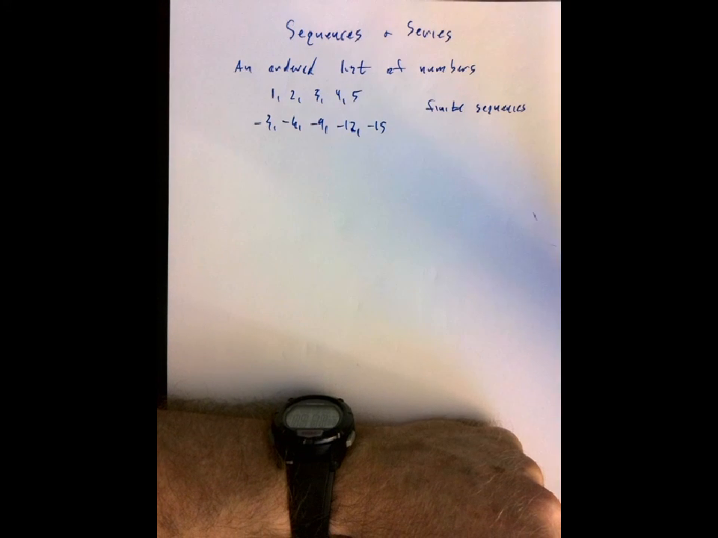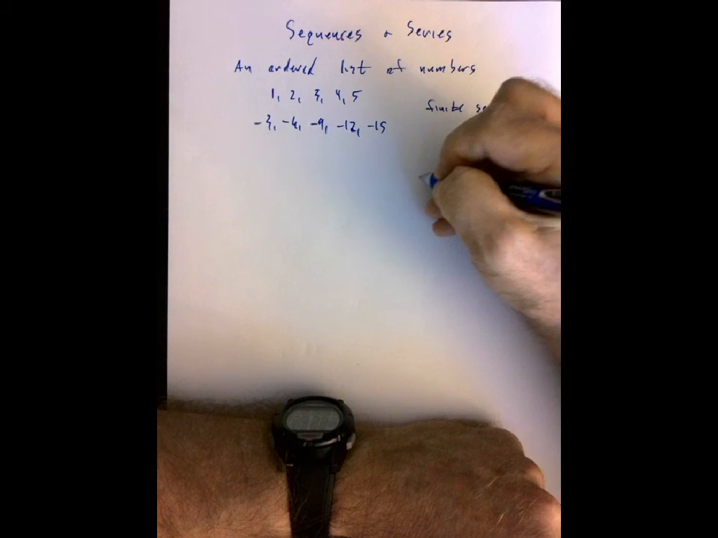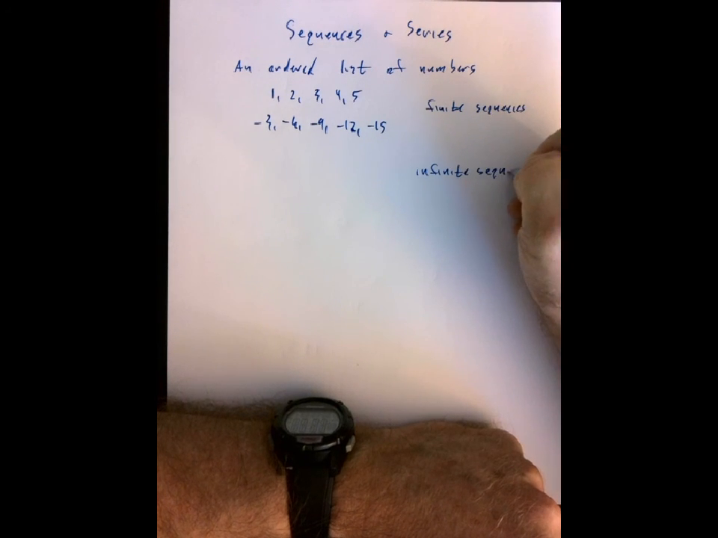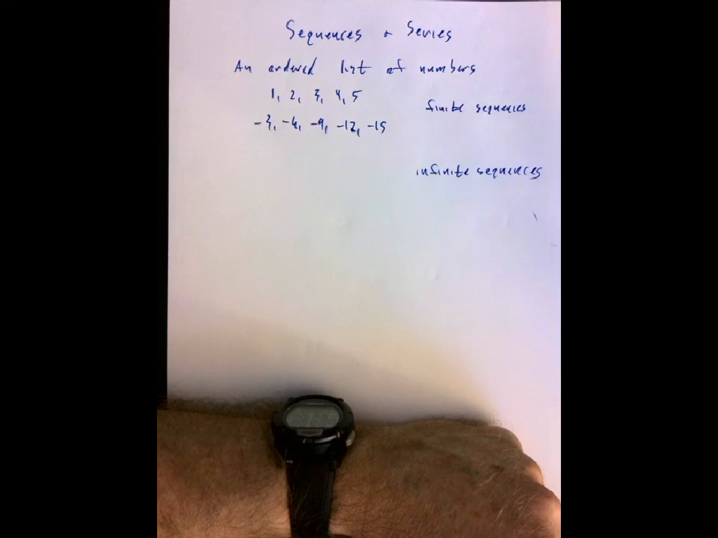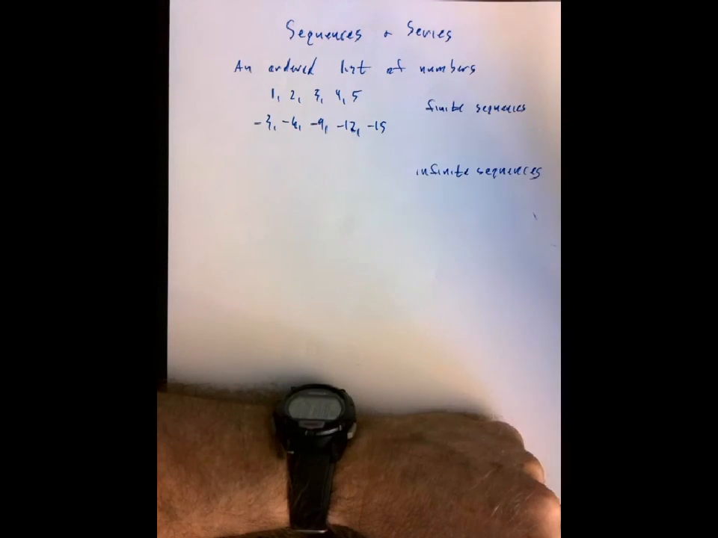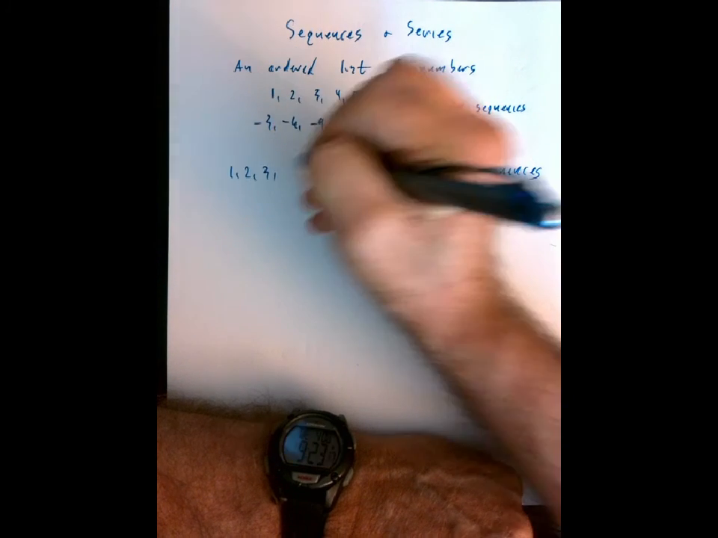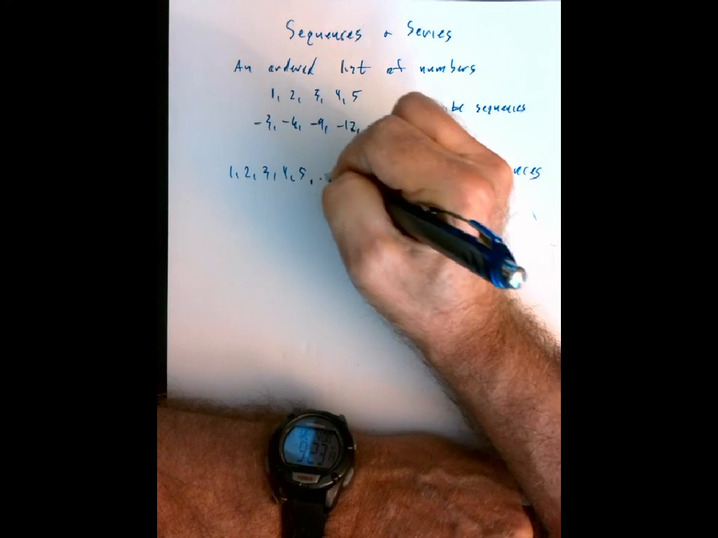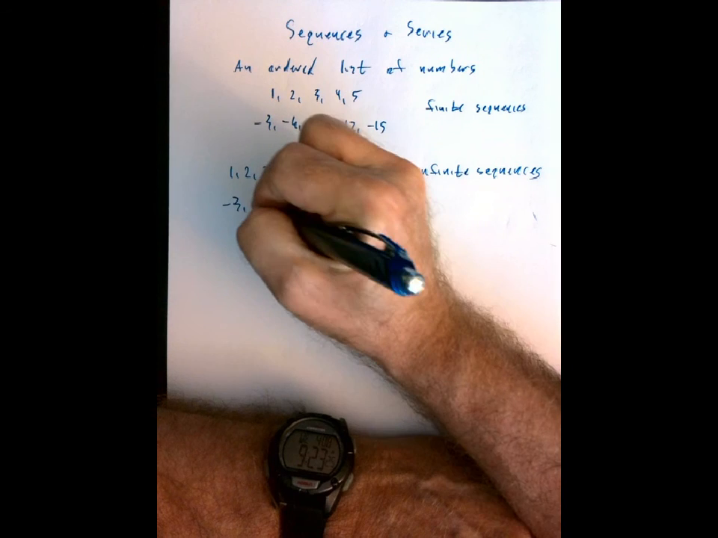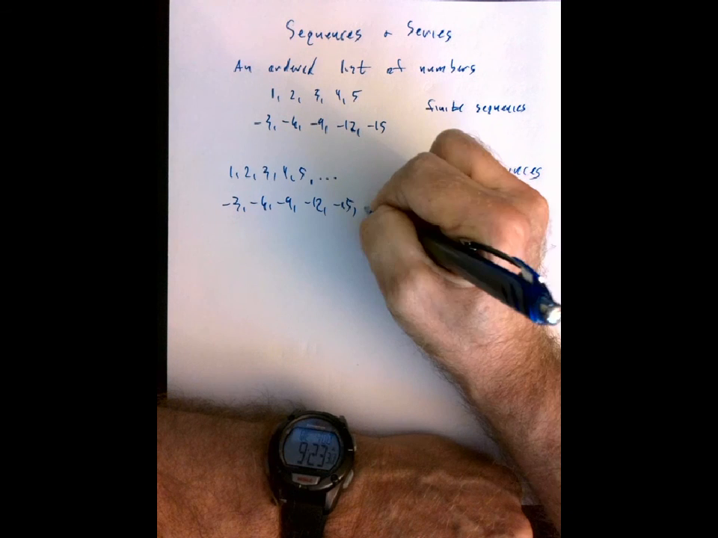Generally speaking, when we generate a sequence and when we talk about sequences, we will be working with what are called infinite sequences, meaning that instead of just stopping here, the pattern would just keep going for as long as we want, forever potentially. So that would be written like this: 1, 2, 3, 4, 5, dot, dot, dot. Or this one here, -3, -6, -9, -12, -15, comma, dot, dot, dot.